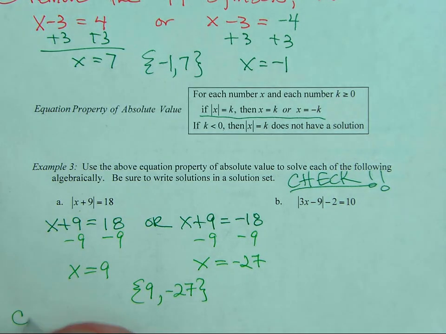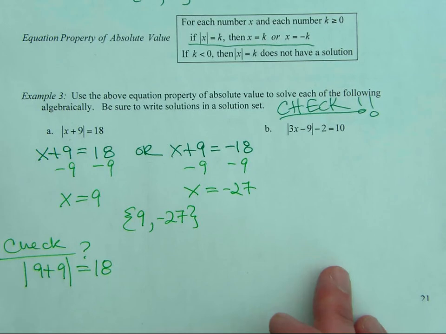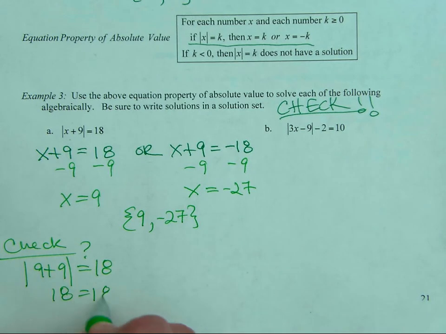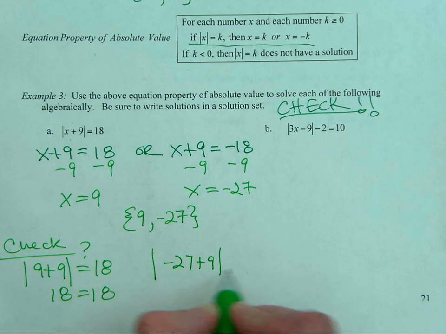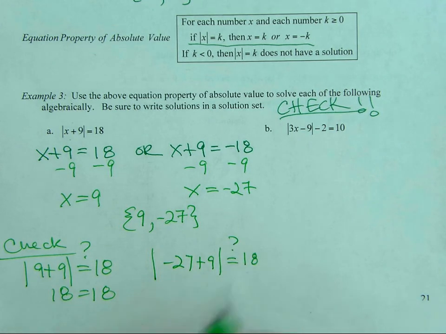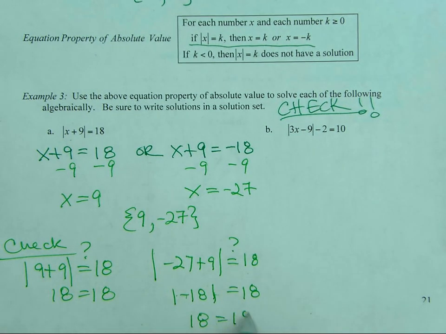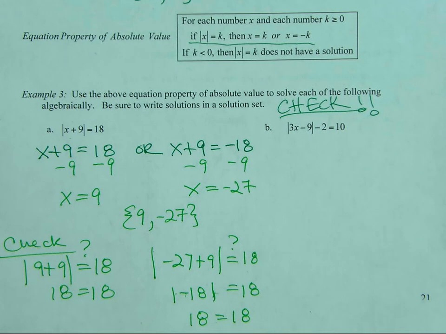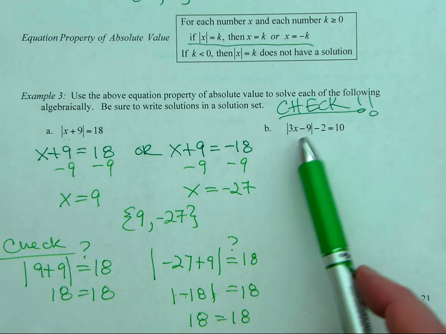and then to check it, we can plug it back in. So our check would look like absolute value of 9 plus 9, is that 18? And is it? Yeah, that's 18 equals 18. Then we have the absolute value of negative 27 plus 9, is that equal to 18? And we get absolute value of negative 18, which is equal to 18. That's true because 18 equals 18. Absolute value is positive.